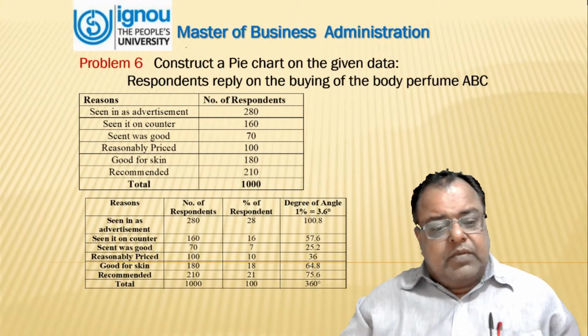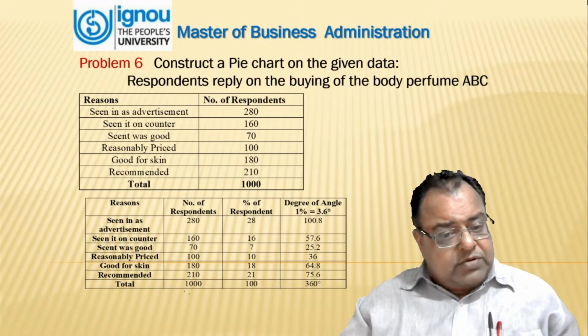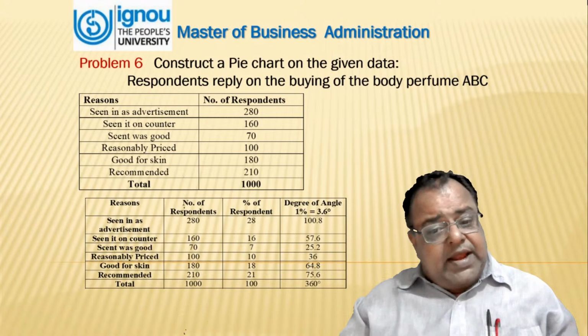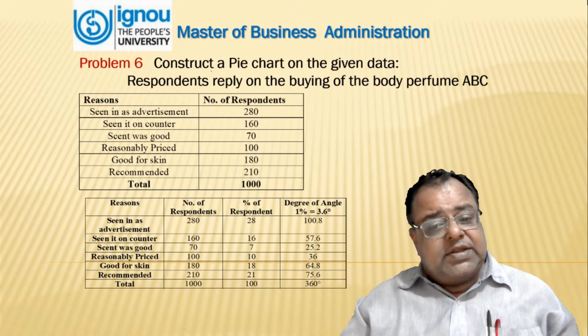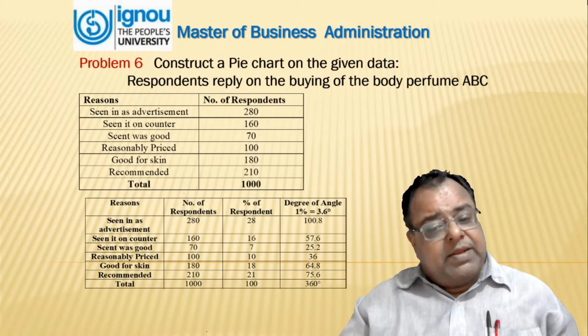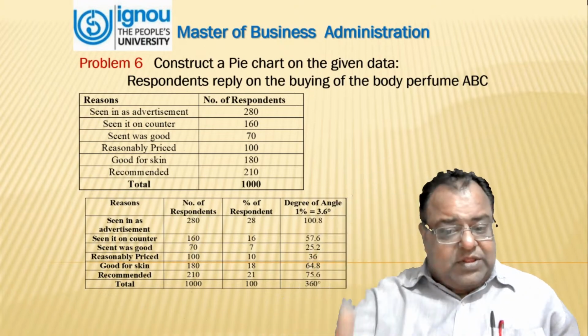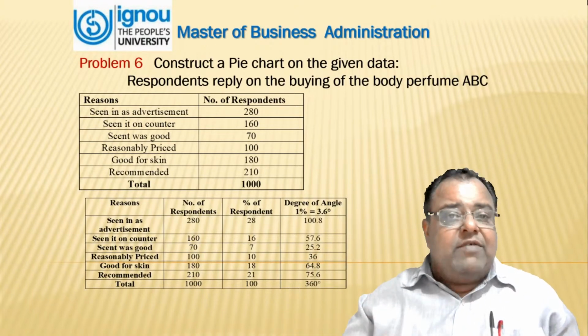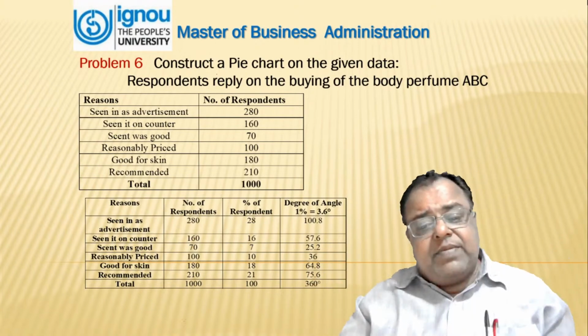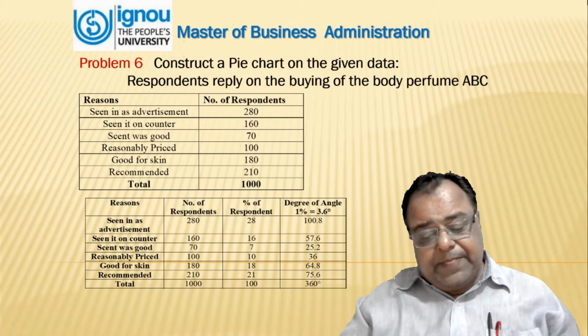For that, we have to sum up the total number of respondents. In this case, it comes out to be 1000. Then, for the respective class, we have to calculate the percentage of the respondents. Mathematically, 1% is equal to 3.6 degrees. So straight away, we can multiply 28 by 3.6 and we will get all these values. To check whether your calculation is correct, you can sum it up, and it will be 360 degrees.